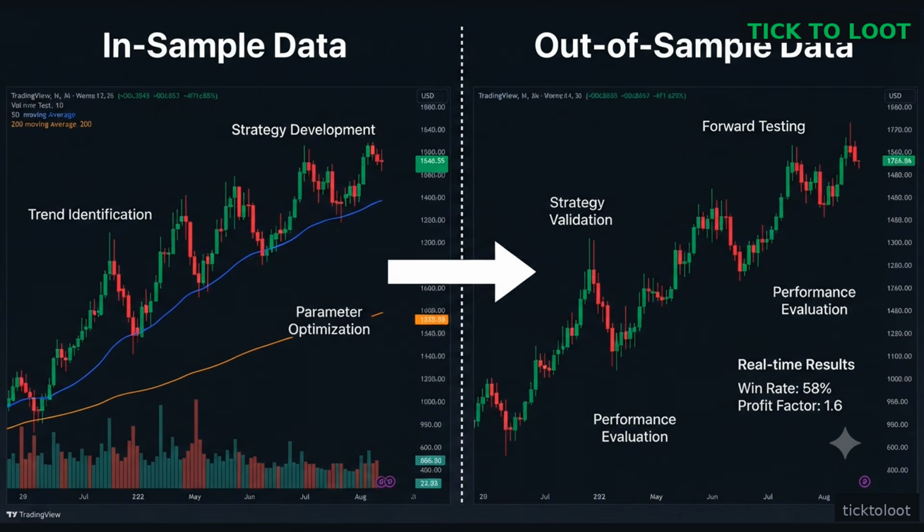For example, let's say you are developing a trading strategy that uses technical indicators to predict the price of the euro to US dollar currency pair. You use historical data from the past year to develop and optimize your strategy, and then you test it on out-of-sample data from the current year. The out-of-sample data will give you a more accurate picture of how your strategy will perform in real-world conditions.